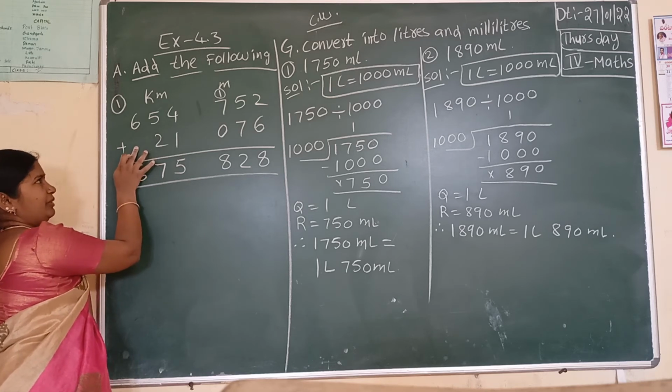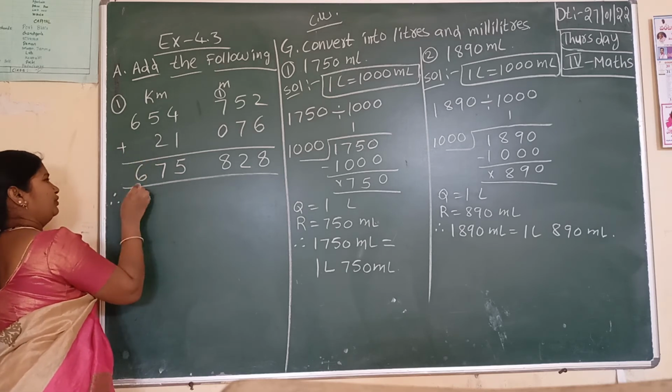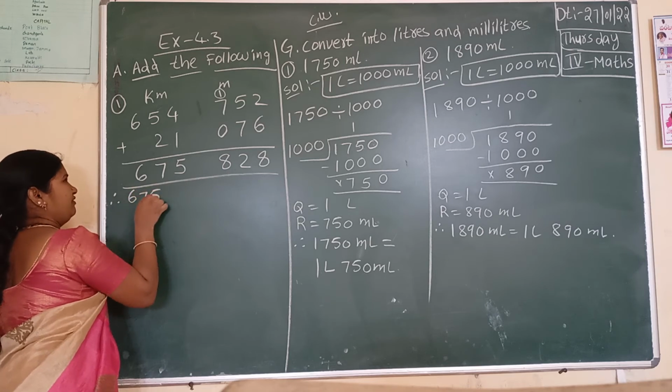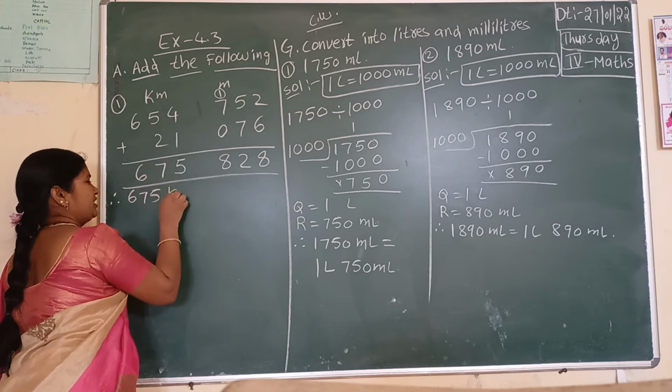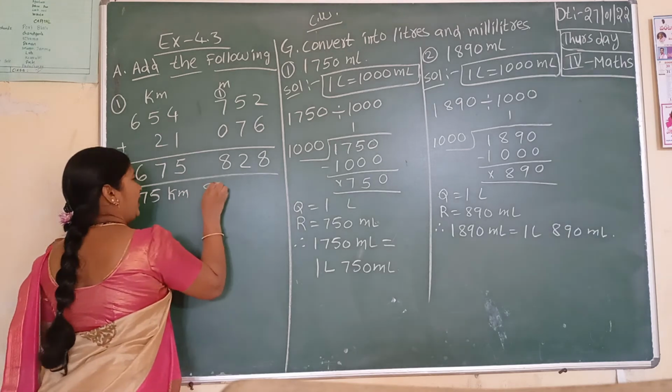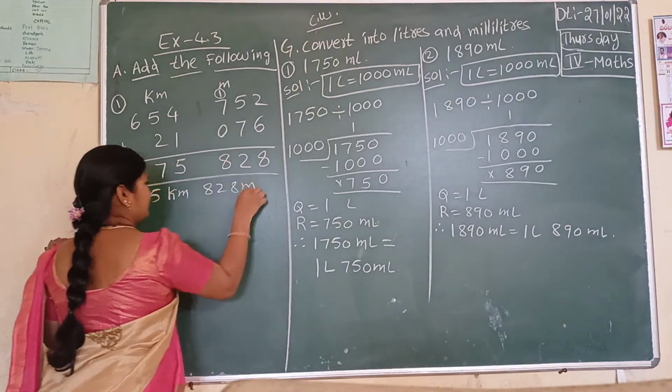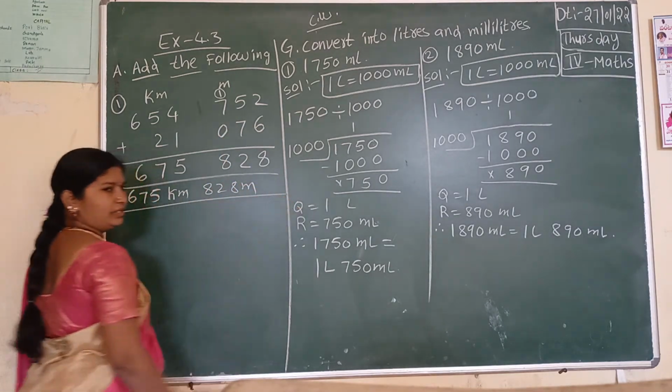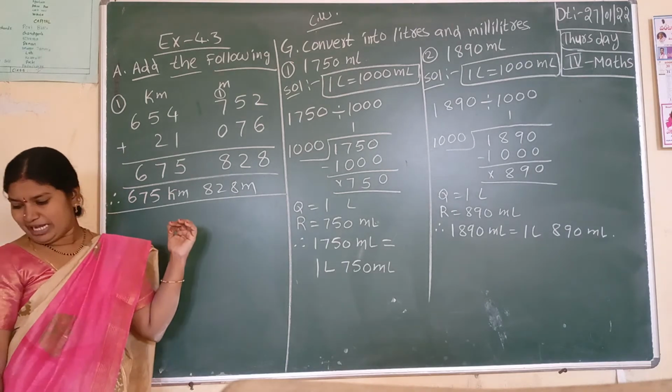Why? Because here there is no number to add. Therefore, what is the answer? 675 is in the kilometers place. 675 kilometers and 828 meters. Simple, isn't it? Okay. Same like this.